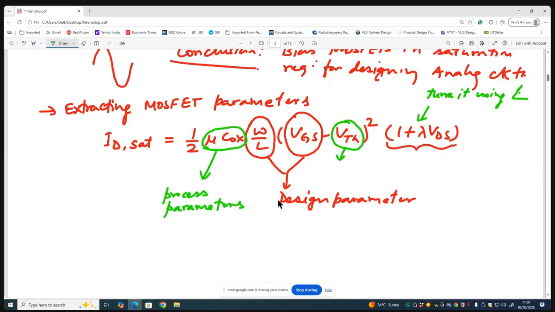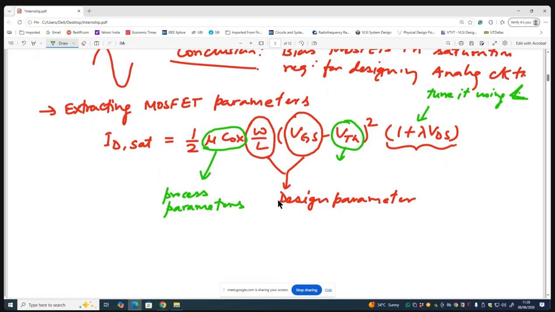So channel length L. Ideally, we want this lambda to be what? Infinite or zero? Zero. Yes. Ideally, we want this lambda to be zero. So when the lambda is zero, it means there is no channel length modulation and you have an ideal saturation current equation. But practically it is not zero.